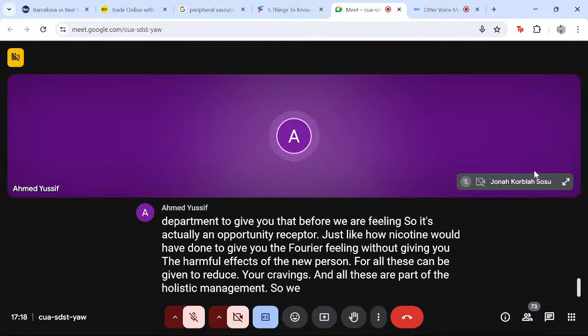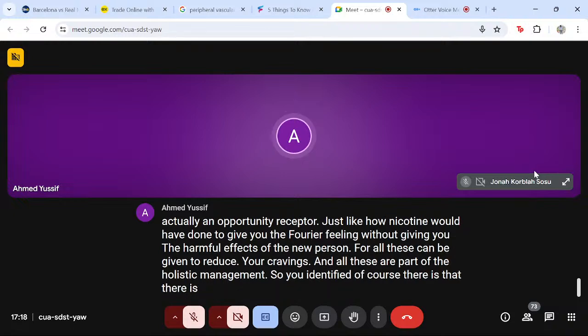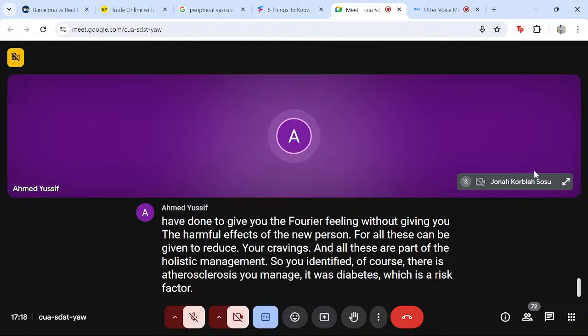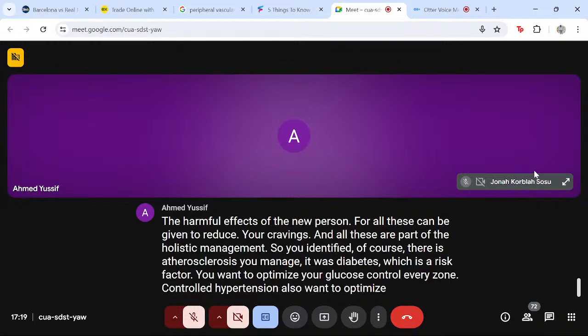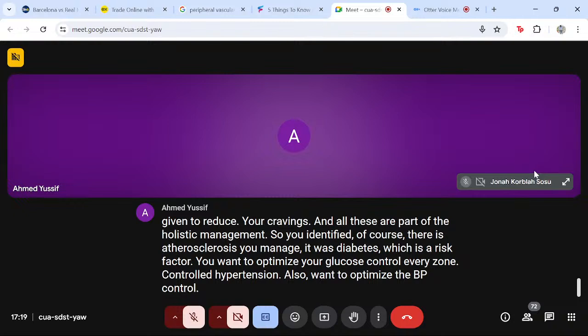So you identify the cause. If it's atherosclerosis, you manage it. If it's diabetes, which is a risk factor, you want to optimize glucose control. If it's uncontrolled hypertension, you also want to optimize BP control.